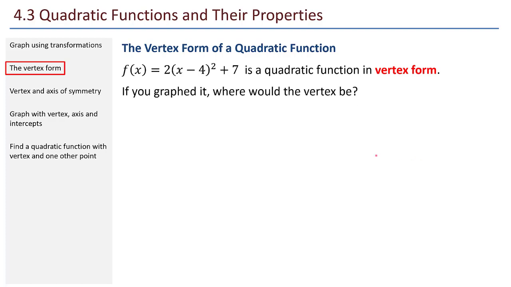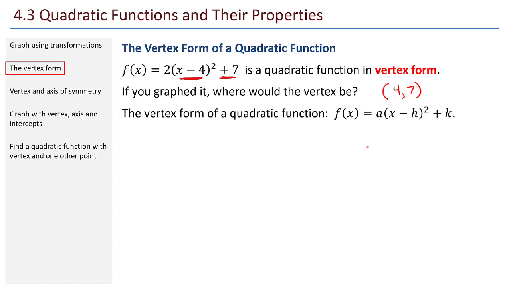If you graphed it, where would the vertex be? Can you see? Well, this minus 4 on the inside tells me I've shifted it to the right by 4, and the plus 7 there means I've shifted it 7 up. So the vertex of this parabola is at (4, 7).